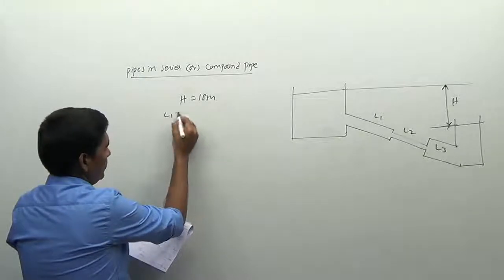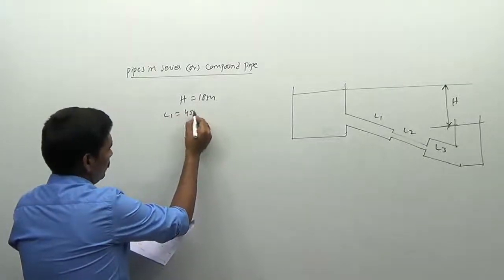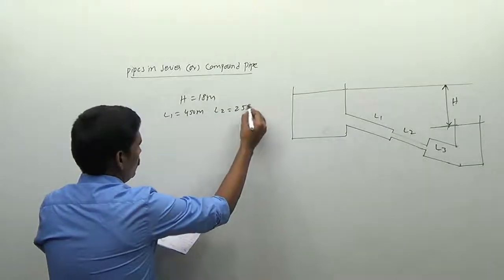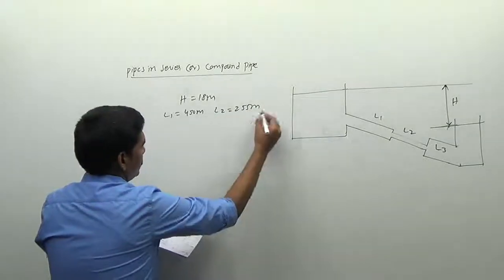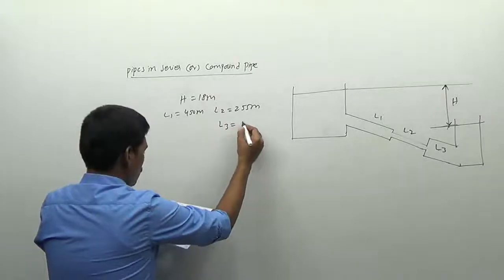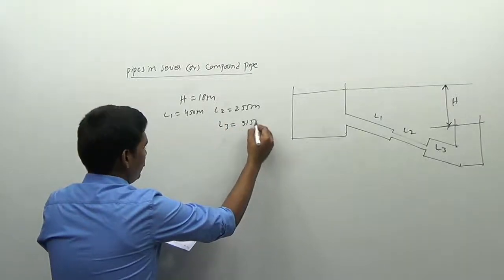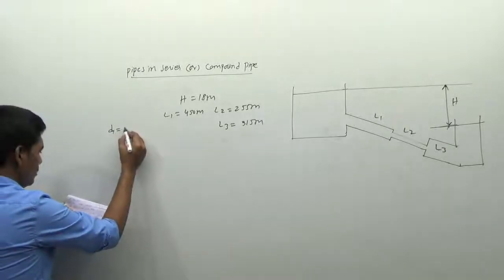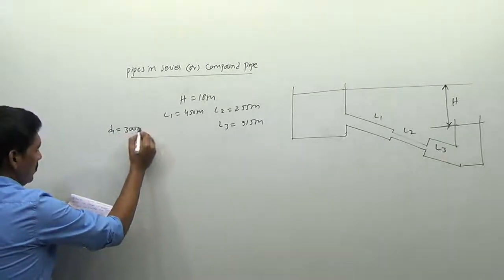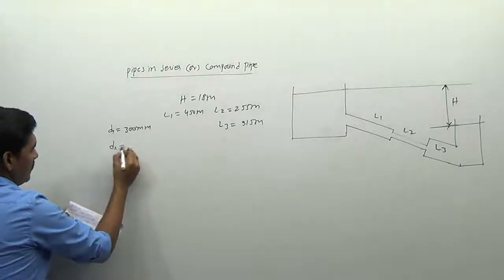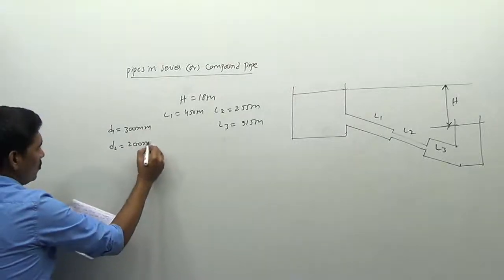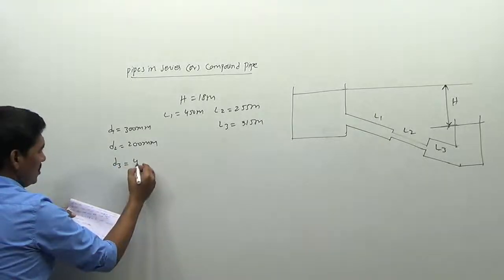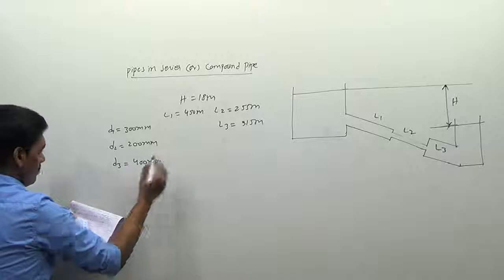First of all, L1 is equal to 450 mm. L2 is equal to 255 mm. L3 is equal to 315 mm. And I am writing the diameters for you. D1 is equal to 300 mm. D2 is equal to 200 mm. And D3 is equal to 400 mm.